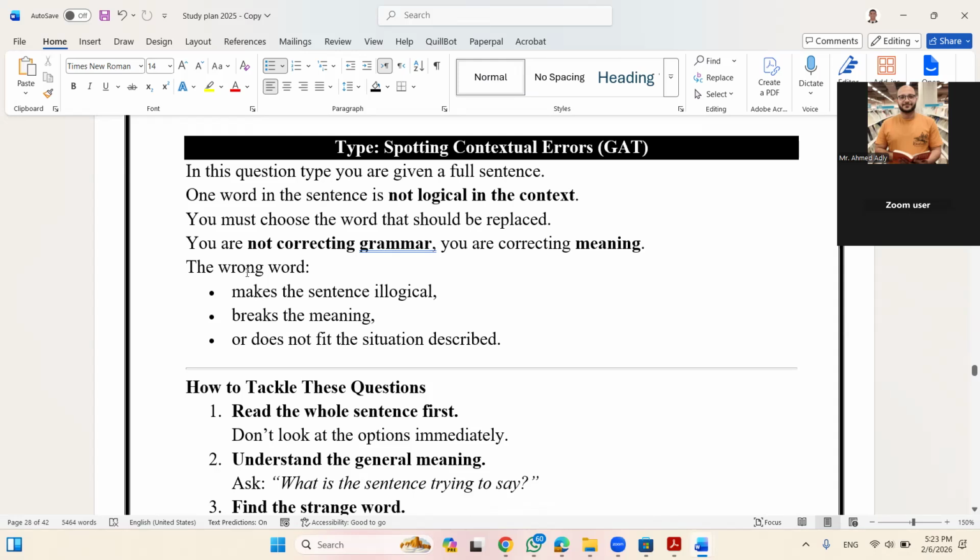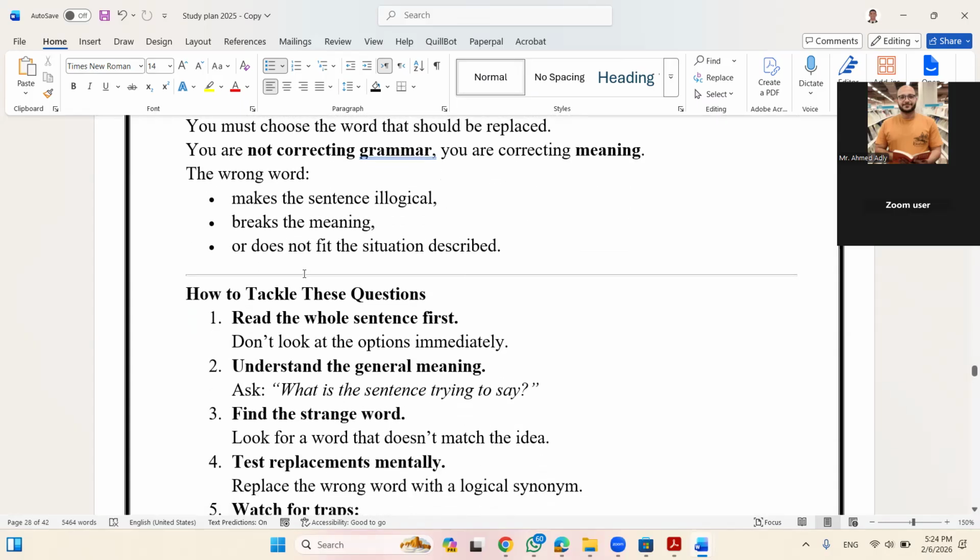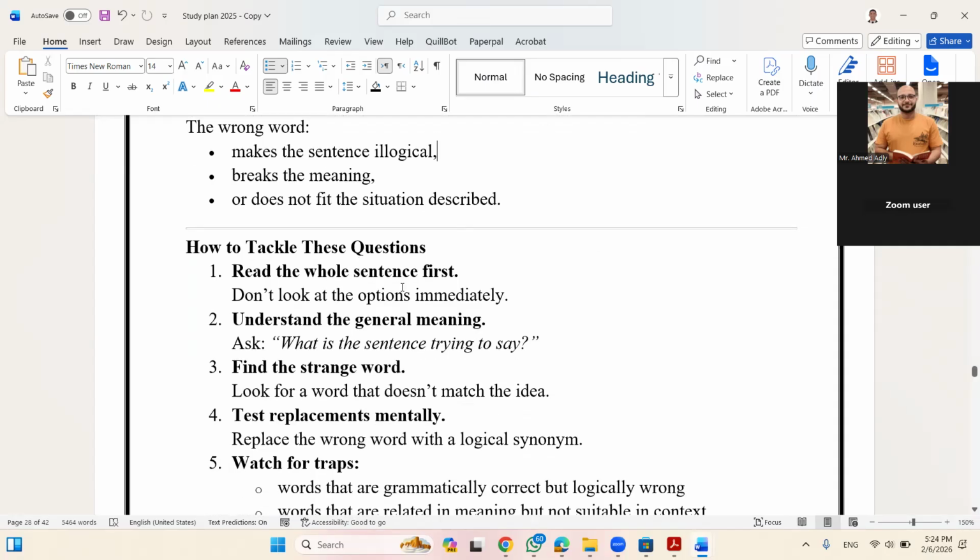Your job is not correcting grammar. You're correcting meaning, logic. This question, I have never seen a test testing your knowledge of grammar. Most of the time, they test the logic. Does this word fit the context? So the wrong word here makes the sentence illogical, does not fit the meaning, breaks the meaning of the sentence, and does not fit the situation described.